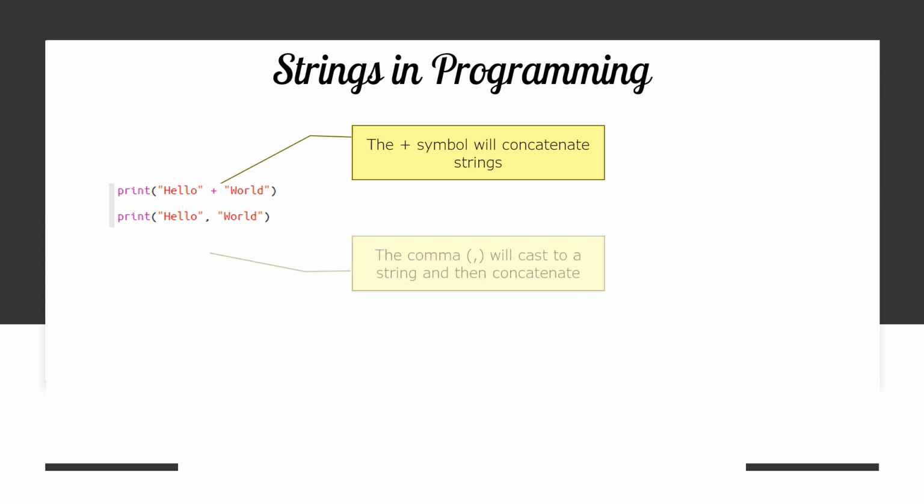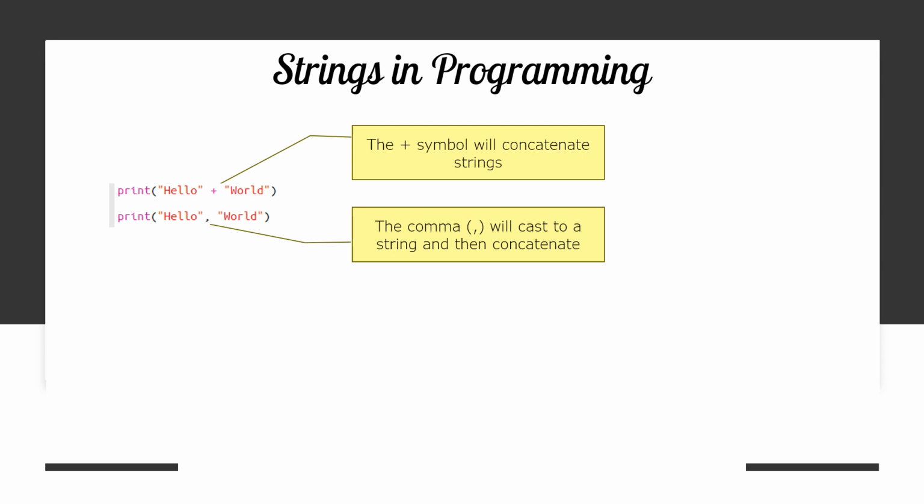The comma in print does something a little bit more. What it does is it takes all of the things we've given it, turns them all into strings, so it casts them into a string data type, and then it concatenates them together. But this is only possible when you are using the print statement in Python. If you're using input or you're using anything else, you do need to use the plus to concatenate.